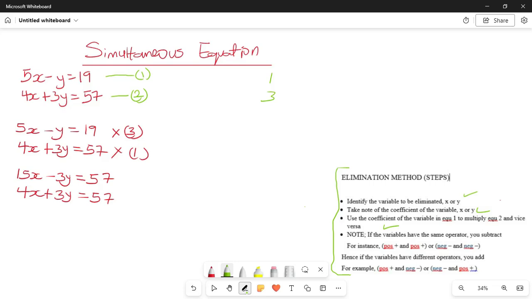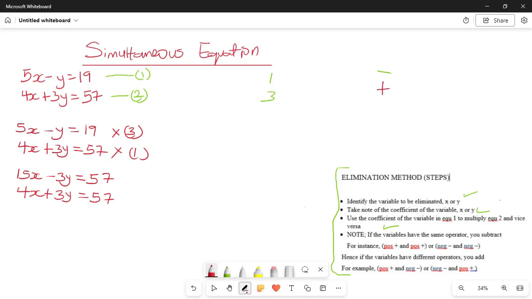Remember from the beginning, we're dealing with y, so you are not really concerned with x. Just come to your y in equation 1. We have minus 3y, so we have negative. Then in equation 2 also, we have positive. You don't have any business with x, just look at your y. So in equation 1 we have negative, equation 2 we have positive.